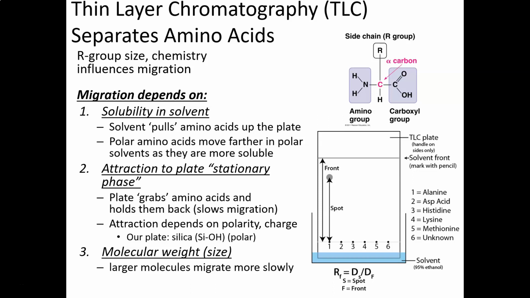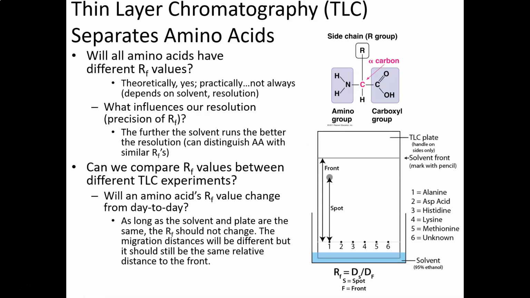So for our purposes, we're going to worry about two things. Solubility: how soluble is the amino acid in the solvent? And that, to a large extent, is determined by polarity. Nonpolar things tend to be more soluble in nonpolar solutions, and polar amino acids tend to be more soluble in polar solutions. In addition, the molecular weight. The larger the molecule, the heavier it is, the slower it's going to move. So smaller molecules will move quicker on average.